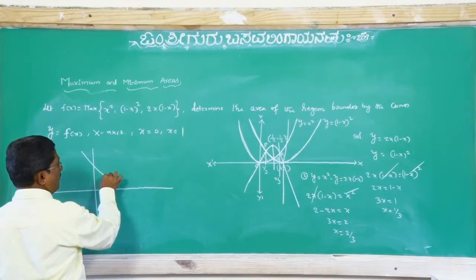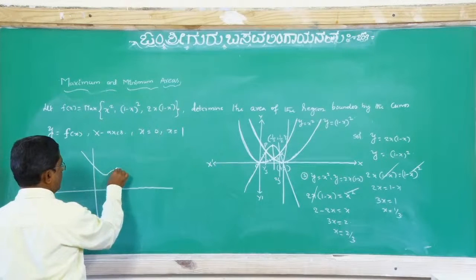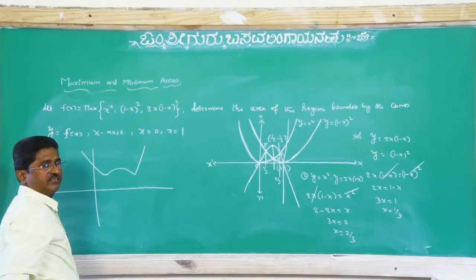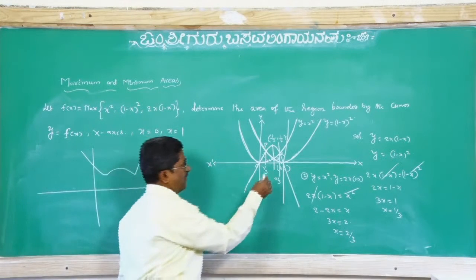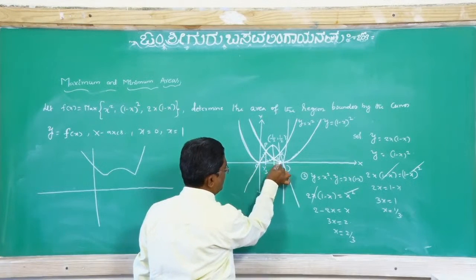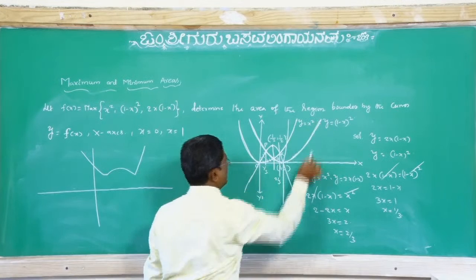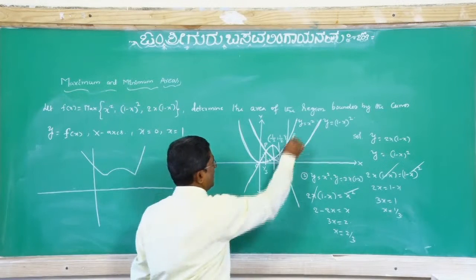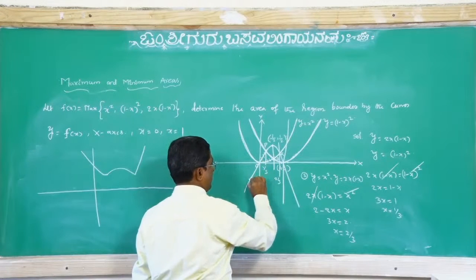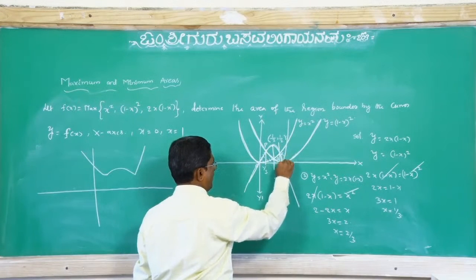This is the graph of point P. Then go for R, moving right-hand side. From these graphs, observe: this graph is y is equal to (1 minus x) whole square, and this graph is y is equal to x square. This one is y is equal to 2x into (1 minus x).